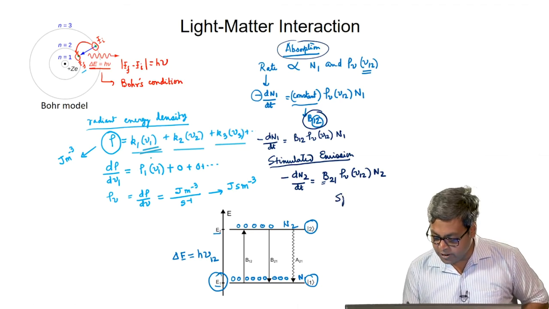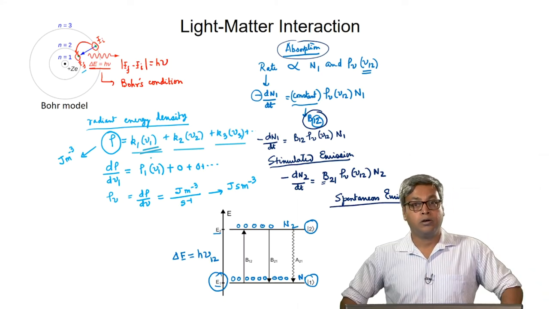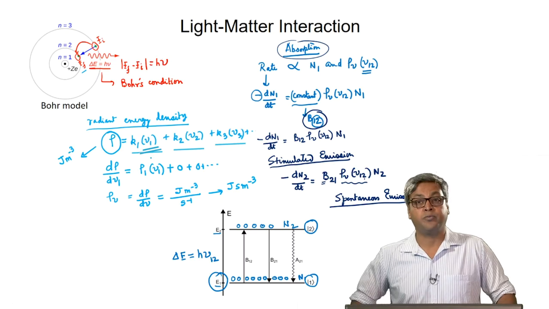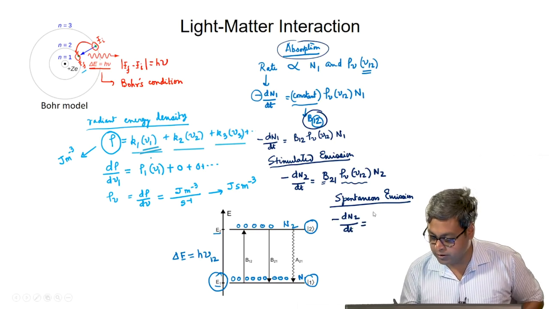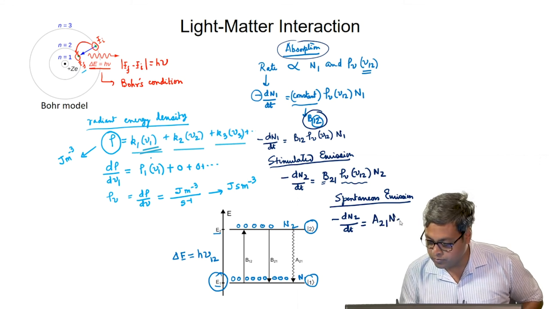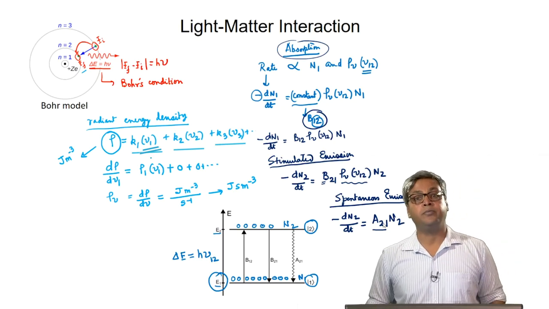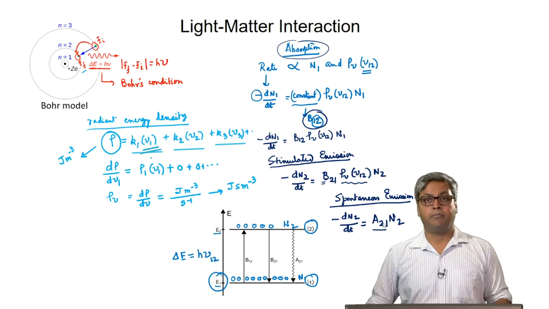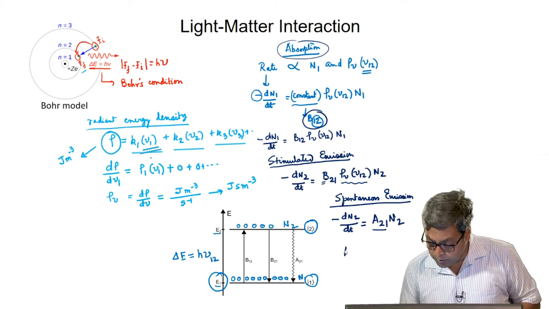Now, if we look into spontaneous emission, light is not required. Thus, the rate of spontaneous emission should not depend on rho nu, nu12. Einstein proposed that for spontaneous emission, the rate equation can be written as minus dN2 dt equals A21 N2. See, now he used a different constant A, as the spontaneous emission process is fundamentally different from the absorption and stimulated emission. So, while solving Planck's black body radiation, Einstein argued that B12 equals B21.